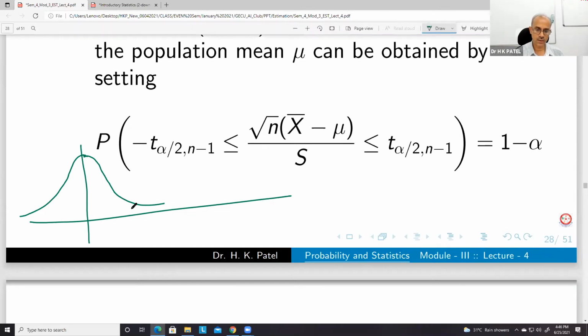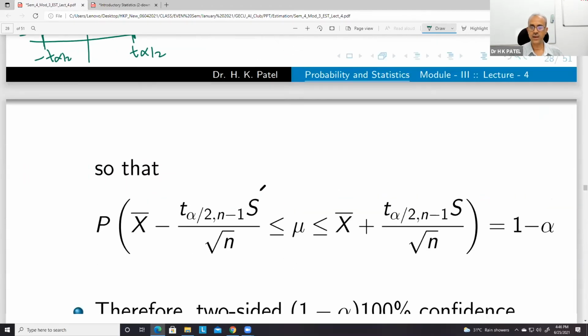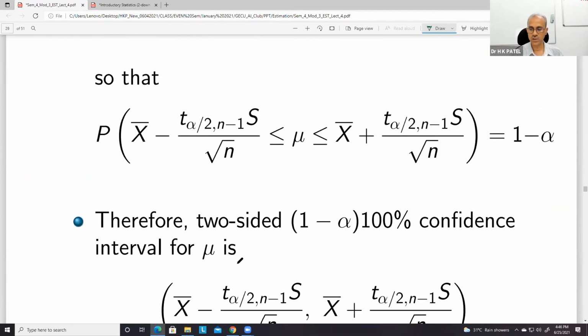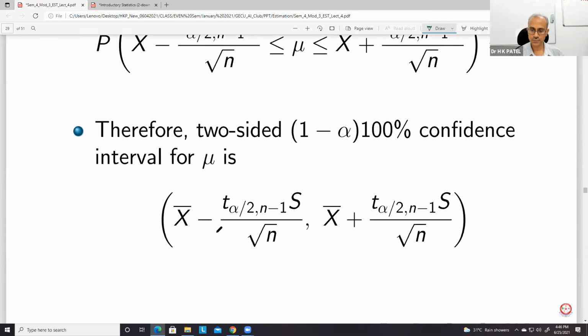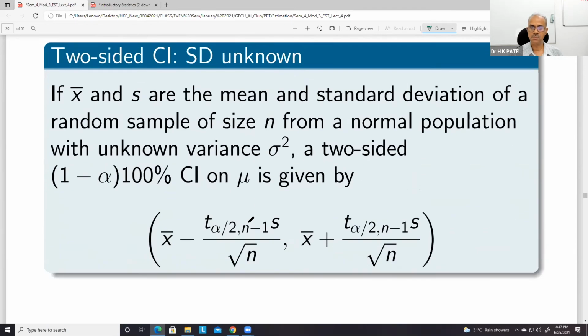So here we again use 1 minus alpha. This is the point T alpha by 2, and this is the point minus T alpha by 2. Same approach. This is our statistic T n minus 1, which lies between these points, and we simplify this. So we get this interval, with a lower limit and an upper limit. This is the two-sided interval.